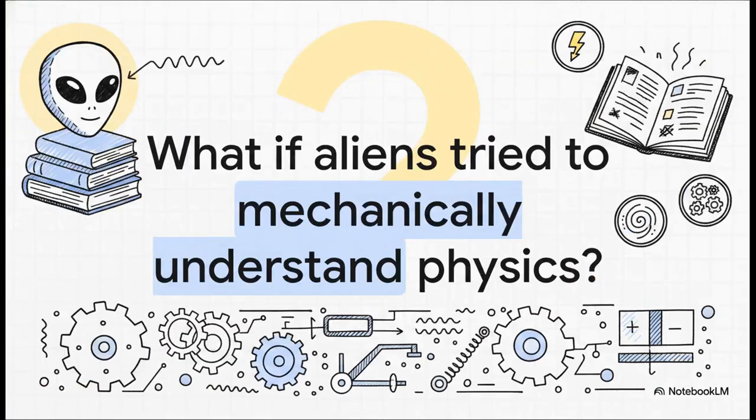And this brings us to a really brilliant thought experiment. The source asks, what if a perfectly logical alien arrived here on Earth, downloaded all the standard textbooks from the Library of Congress, and just tried to understand human physics mechanically? According to the author, this alien would be absolutely baffled by our foundational math. I mean, think about it.